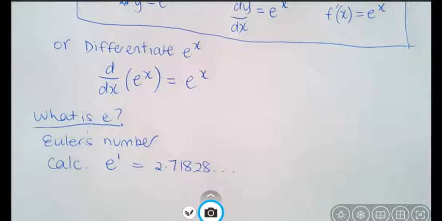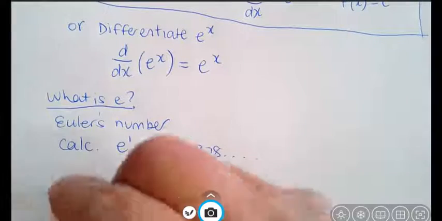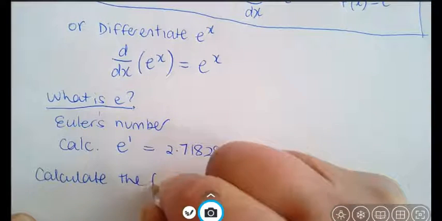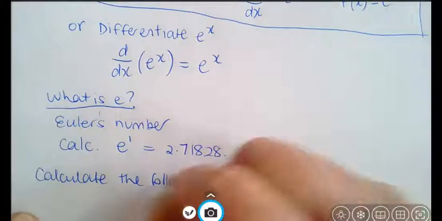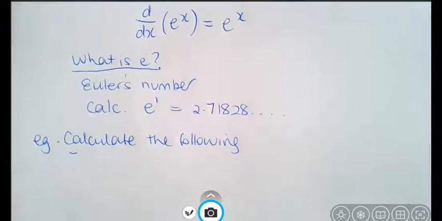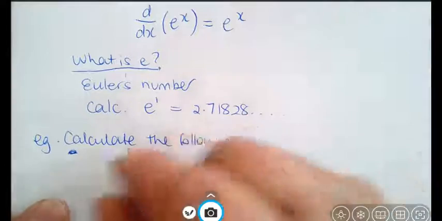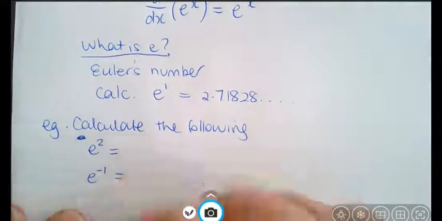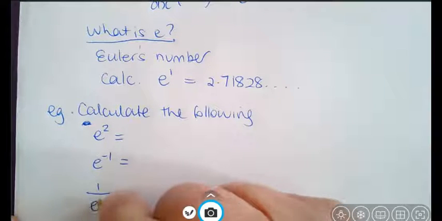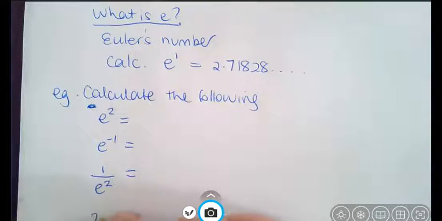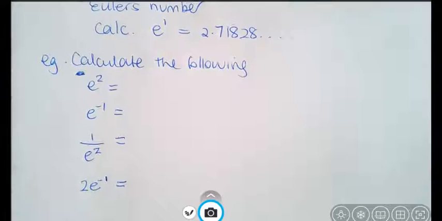So I could ask you just to do a few calculations with e now. Let's calculate the following using your calculator. Of course, in some questions, you'll be required to calculate e as part of a question. So you've already worked out e. Can you try e squared? Do e to the power of -1, maybe 1 over e squared. And let's try 2e to the -1. Off you go. Try those on your calculator.